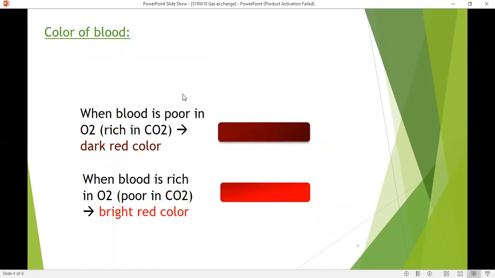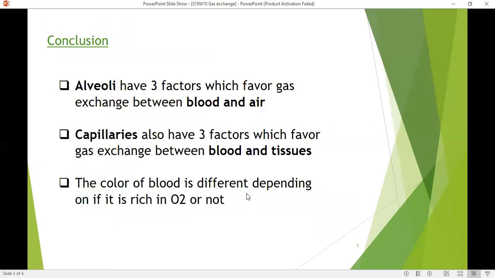And now what is the color of the blood? Okay, the color of the blood is mainly red, but it differs in shades depending on the content of gases. So when the blood is poor in oxygen or rich in carbon dioxide, it will become dark red. But when the blood is rich in oxygen and poor in carbon dioxide, it will have a bright red color.